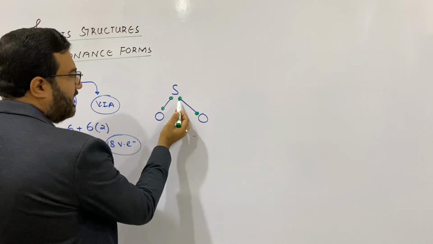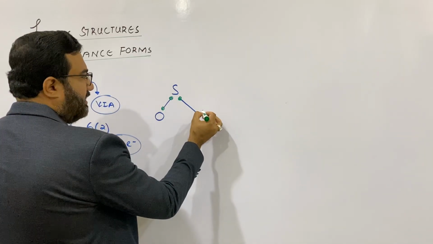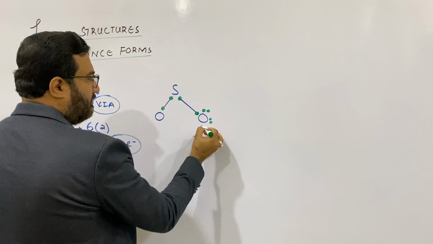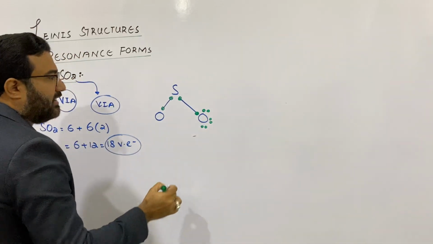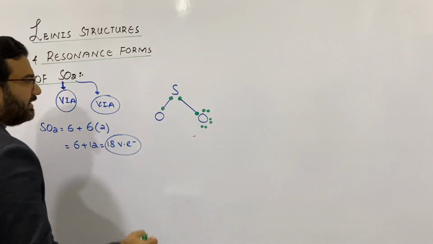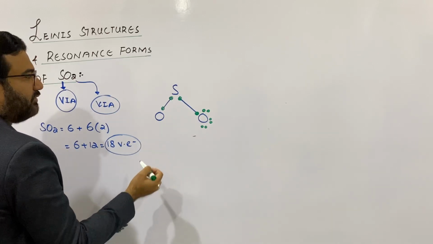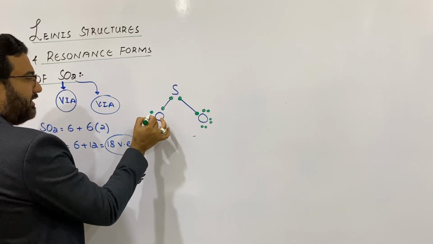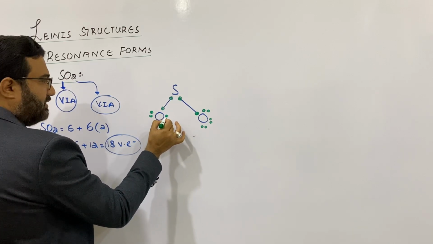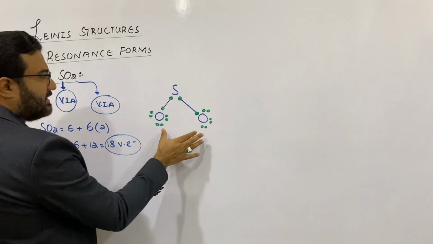So this oxygen has two electrons in the form of bond pair, and to complete its octet, it must have 6 more electrons in the form of 3 lone pairs. And thus 1, 2, 3, 4, 5, 6, 7, 8, its octet will be completed. Similarly, this oxygen has 2 electrons in its valence shell in the form of one bond pair. So in order to complete its octet, it must have 6 electrons in the form of the 3 lone pairs. Now octet of both these oxygens is completed.